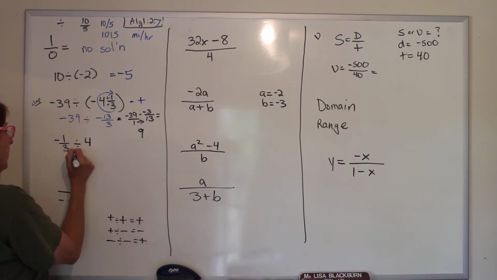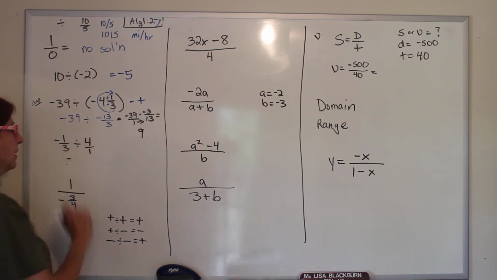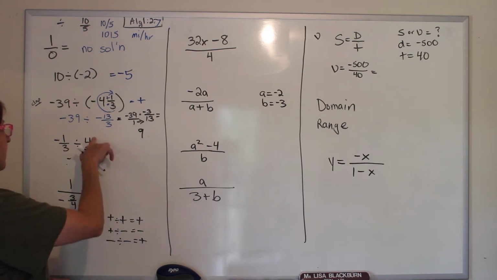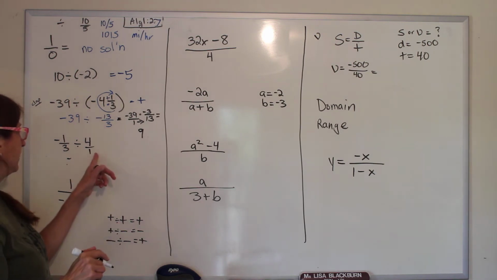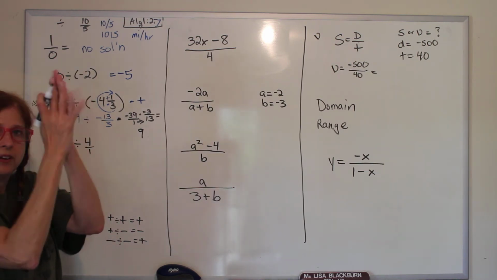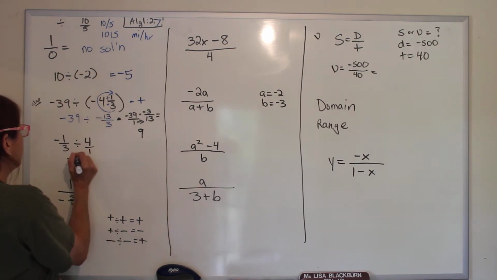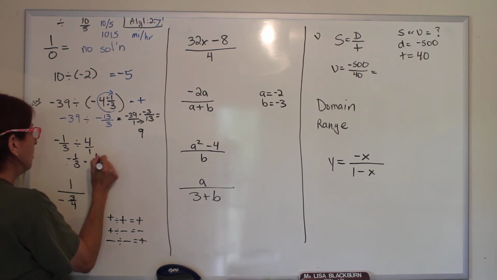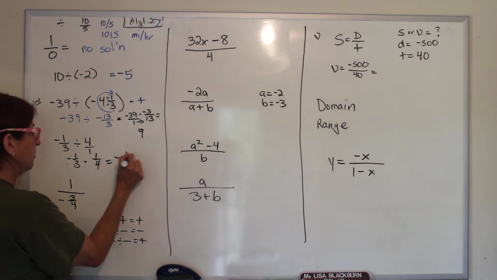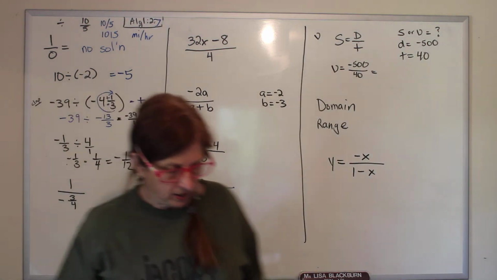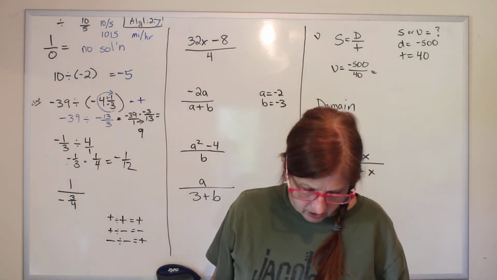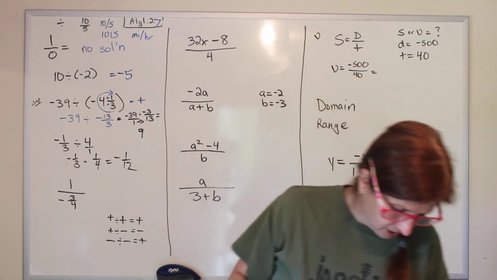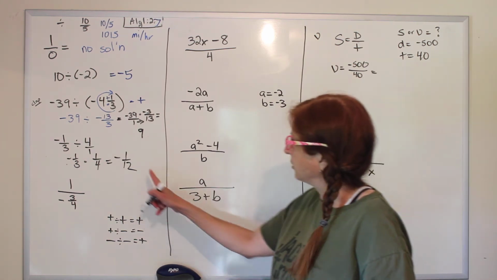And then we could, because this is the same thing as 4 over 1, so we're dividing by this. To divide is to flip it and multiply. So we're going to do negative 1/3 times 1 over 4, which is negative 1/12. Make sure I'm following. Yep. Negative 1/12. I got it.